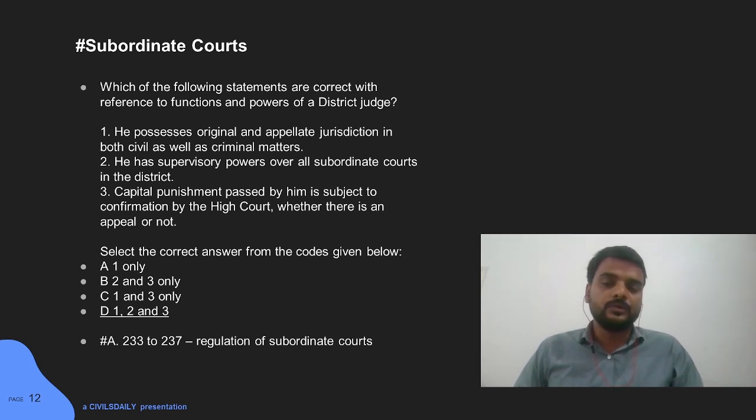Here you have to know that within Articles 233 to 237 the regulation of subordinate courts is done, where a three-tier district hierarchy of courts exists. To know more about the evolution of our judiciary within the district, you can read the Cornwallis Code in history also, where they have been much changed now.